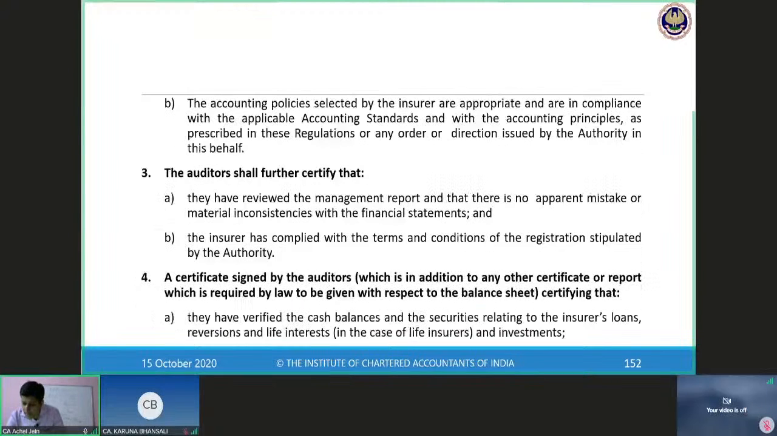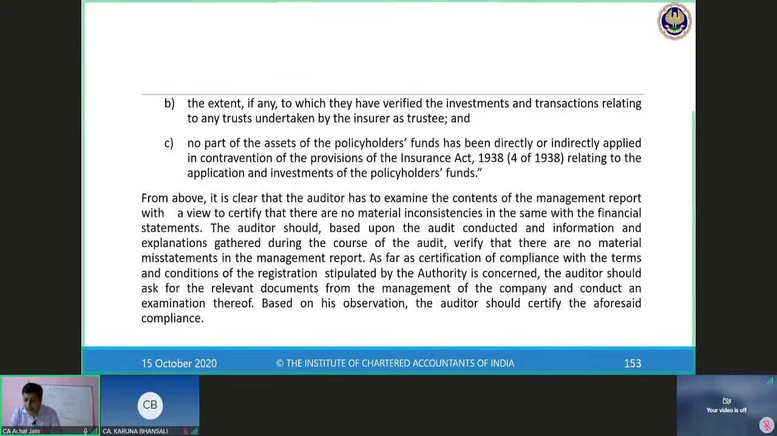Life insurance investments: the extent, if any, to which they have verified the investments and transactions relating to any trusts undertaken by the insurer as trustee, and that no part of the assets of the policy holders' funds has been directly or indirectly applied in contravention of provisions of the Insurance Act.